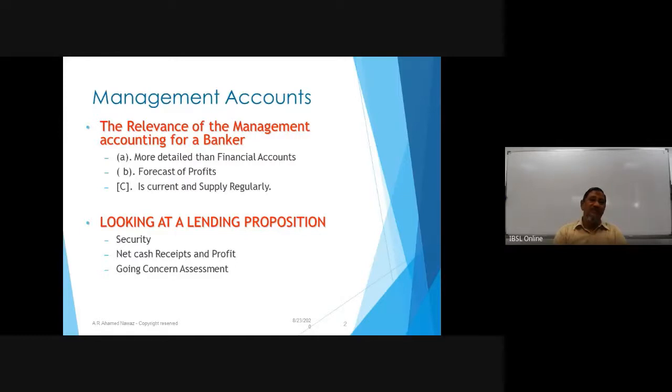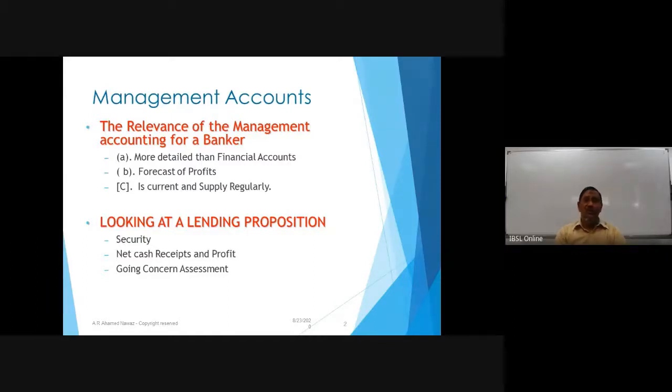Management accounts contain more detailed, comprehensive information. Management accounts are prepared in any organization, but they are not published, unlike the published accounts for the public. The management accounts are only for internal use by the financial management team. So as a bank, we need these management accounts to go into a detailed breakdown of the transactions.